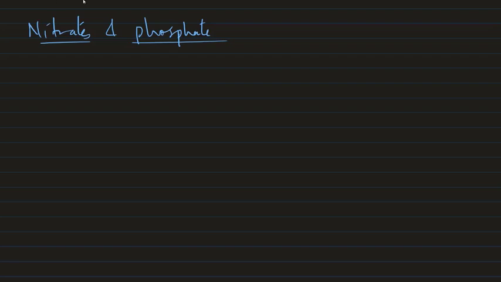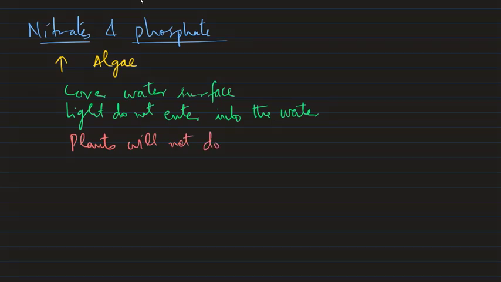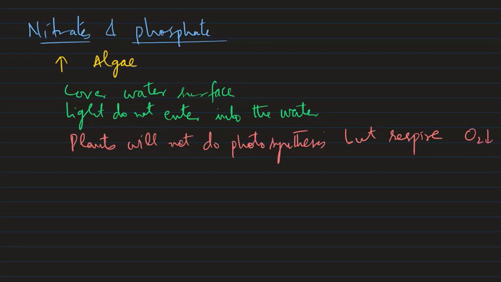These compounds, nitrates and phosphates, increase the growth of algae. Algae are green plants present in the water. And what happens? These algae cover the water surface, and light does not enter into the water. So as a result, plants will not do photosynthesis, but they will keep on respiring. So as a result, the oxygen level drops in the water.